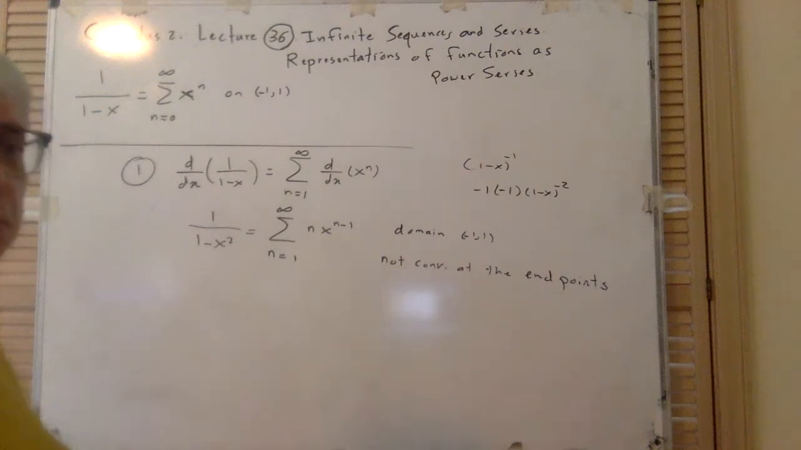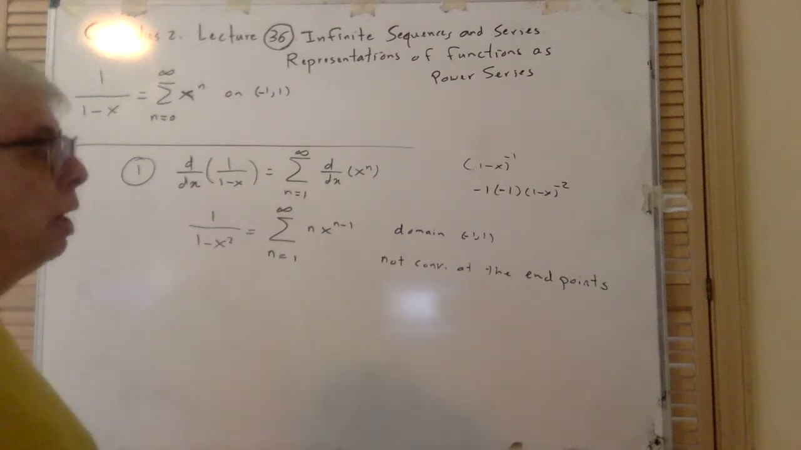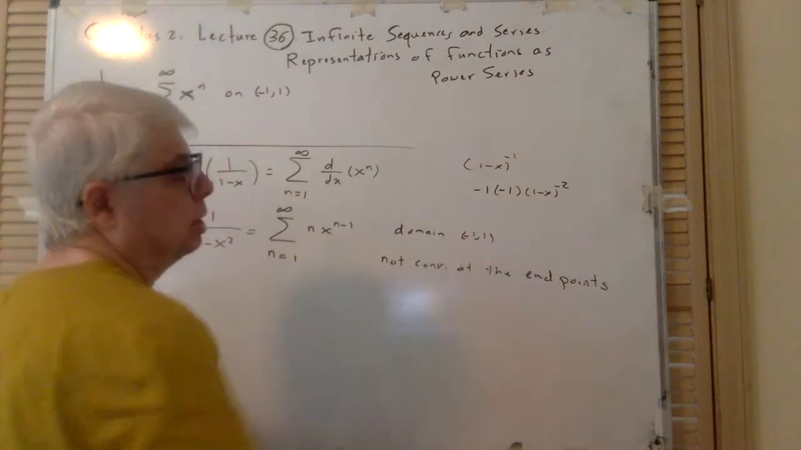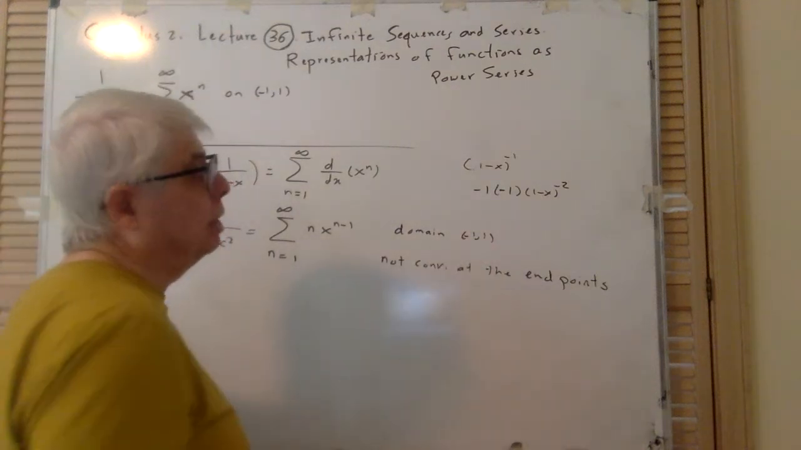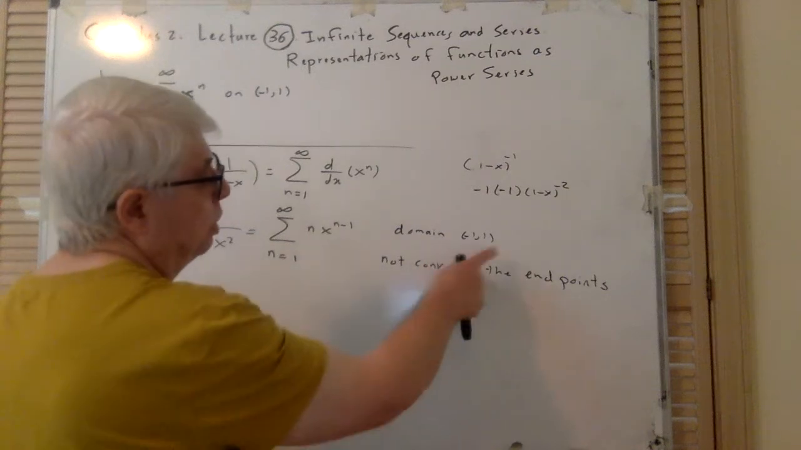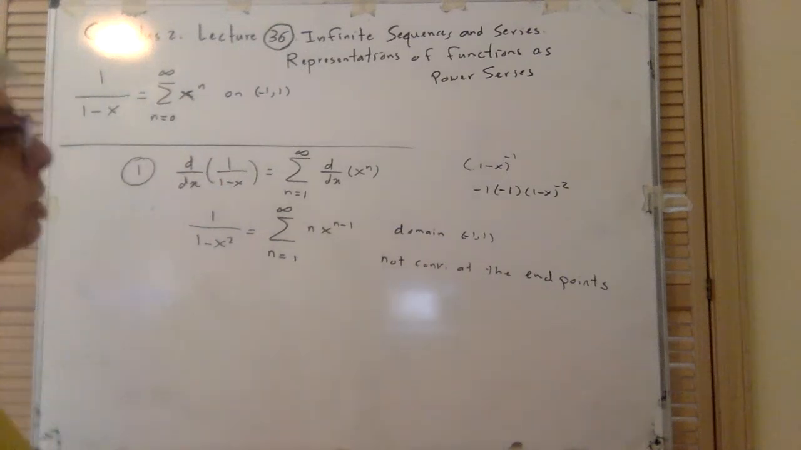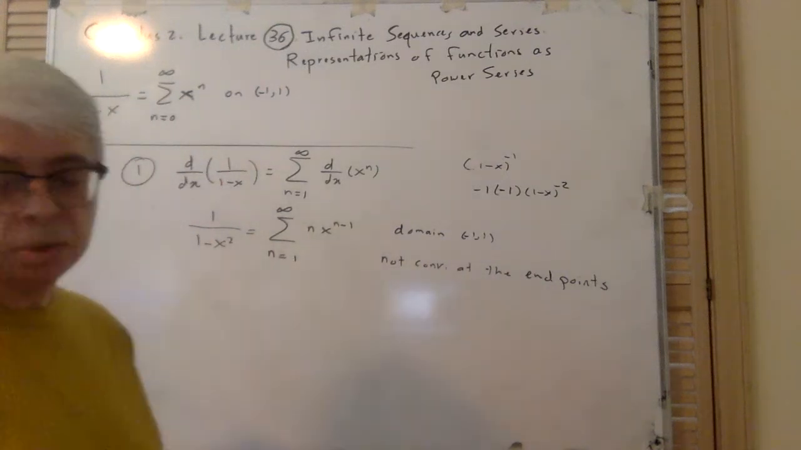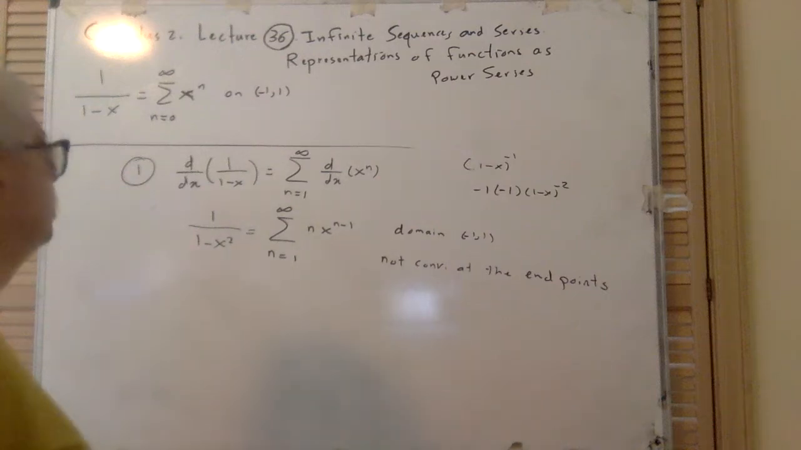When you integrate, that n comes in the denominator, right? So when you integrate, you might change the convergence. So you might add one of the endpoints to this interval of convergence, and we will see that. Okay.